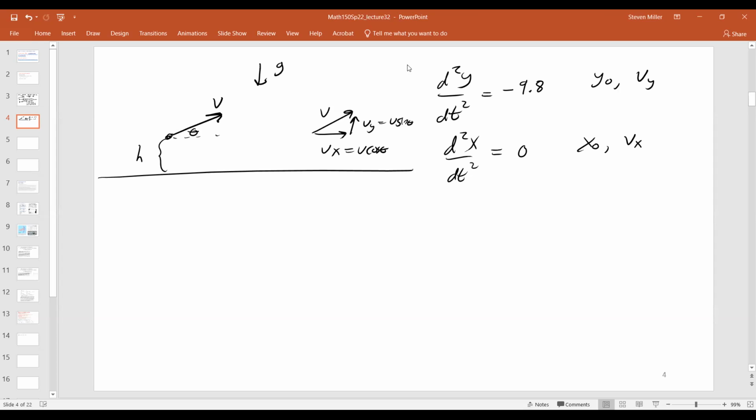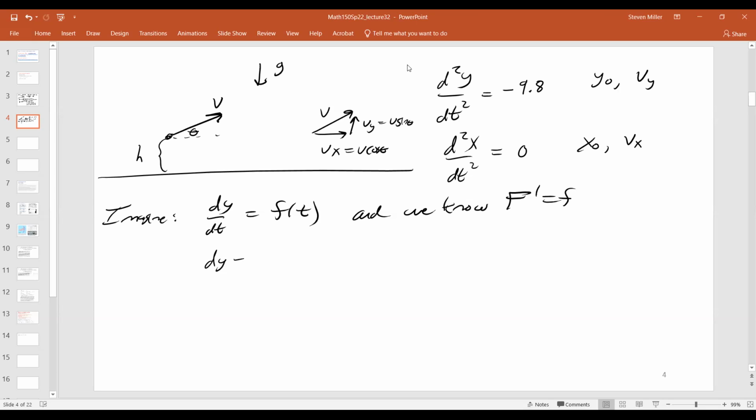So the question is, what kind of equations can we solve? So imagine I give you dy/dt is just some function of t. And we know big F prime is little f. So imagine we know what the antiderivative of f is. Then I could say, oh, okay, then dy is f(t) dt.